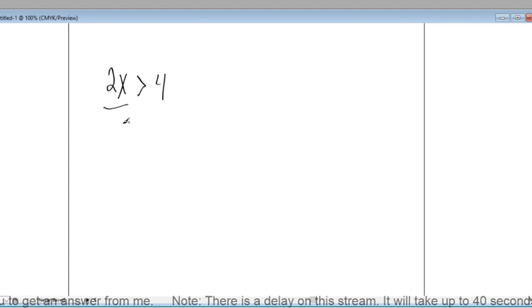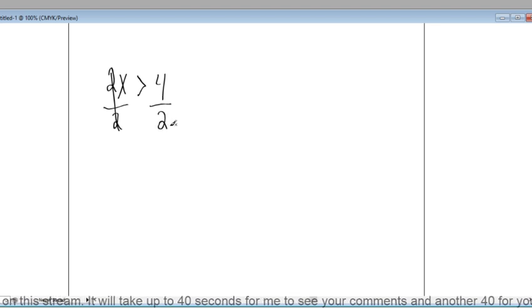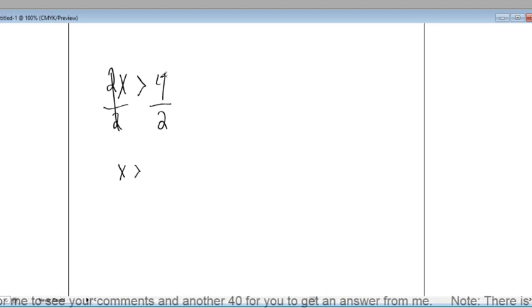So again, the idea here is to get x by itself. So do the opposite. If we're multiplying 2 by x here, we're going to divide by it here to cancel it. But we have to take it to the other side still. So now, on this side, since that canceled, we just have x. This inequality drops down, just like before. And 4 divided by 2 is 2.